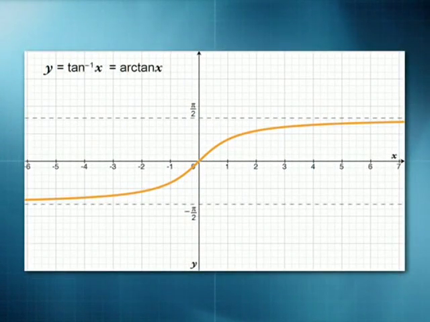And in fact, here's the graph of arctangent x. It's an odd function. It goes through the origin just like tangent did, and that's a mirror image of the tangent graph on its restricted domain. And notice those horizontal asymptotes at pi over 2 and minus pi over 2.